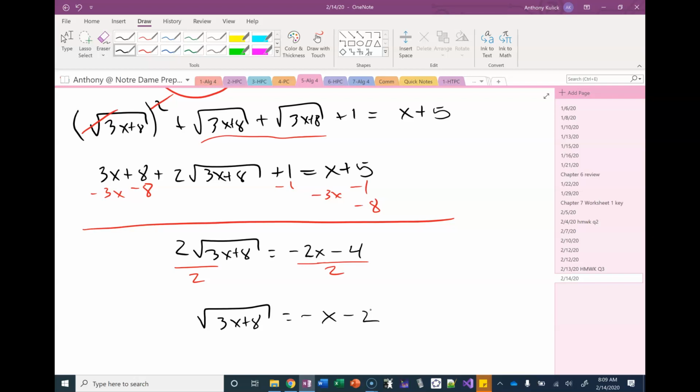Yep. Now we finally got that. We have to wait to do that until we have the square root by itself. Because if we square it before then, we're going to end up having to FOIL again. We don't want to do that, right? So that's why we're getting that square root all by itself, and then we're going to square. Okay? So that is the next step, is to do that.